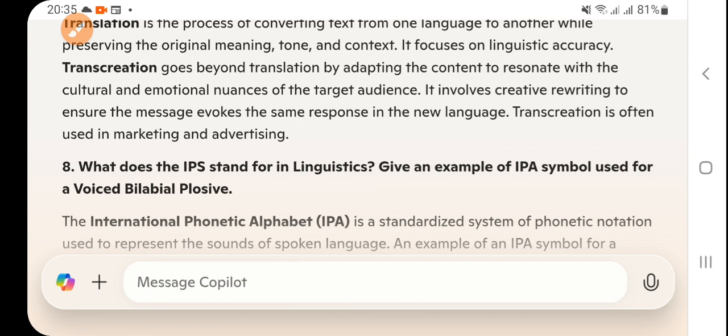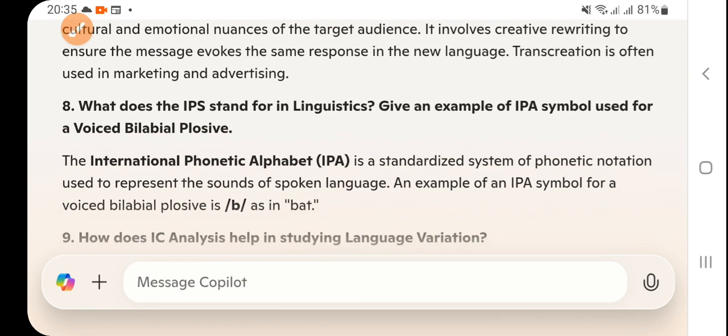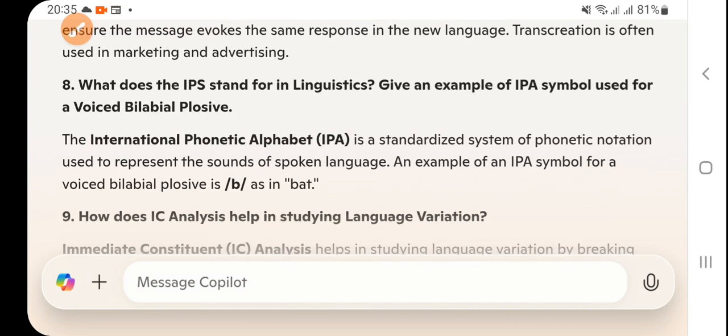But that is something creative: translation is there, creation is there, but with creativity and modern time, the same message is delivered through modern language. That is transcreation. Okay, now transcreation is often used in marketing and advertising.